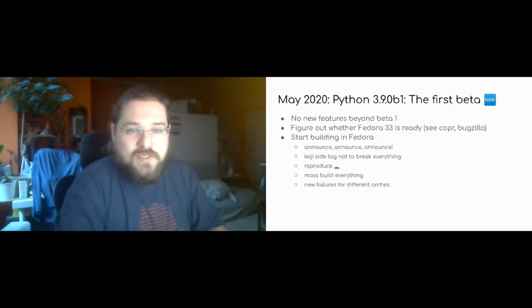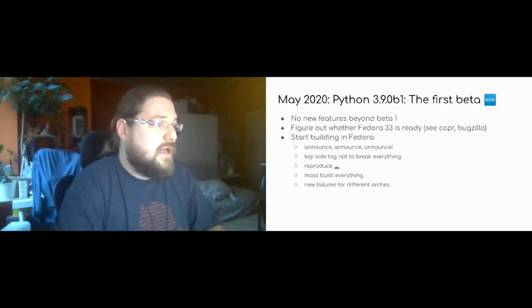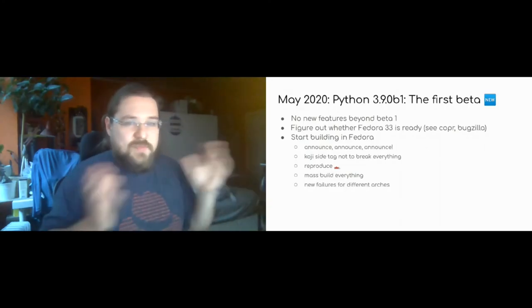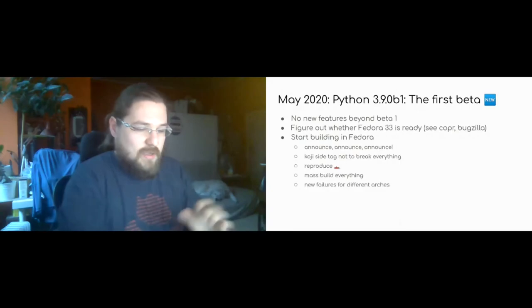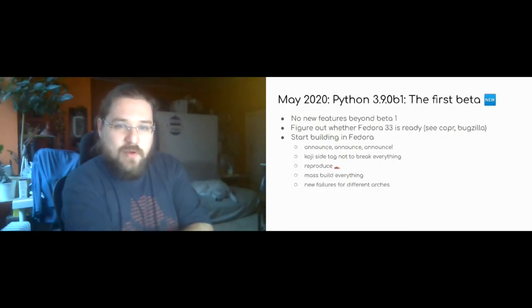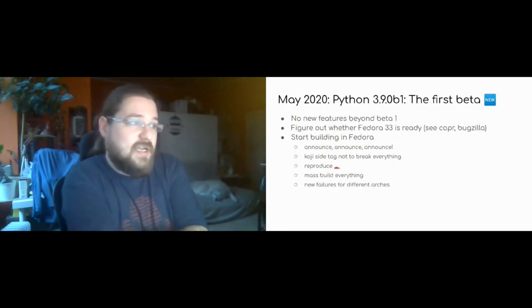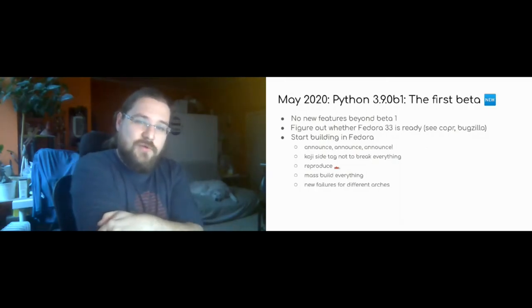And this is basically a point where we realize whether we do it or we postpone it to a new release. Then we need to announce and inform everybody what's going on. And we build stuff in Koji's side tag. I don't want to go into details, I don't have time for that. But we reproduce the bootstrap sequence, mass rebuild everything in it, and have some new architectures to worry about. Then we need to merge the side tag back, which could be either too soon or too late.